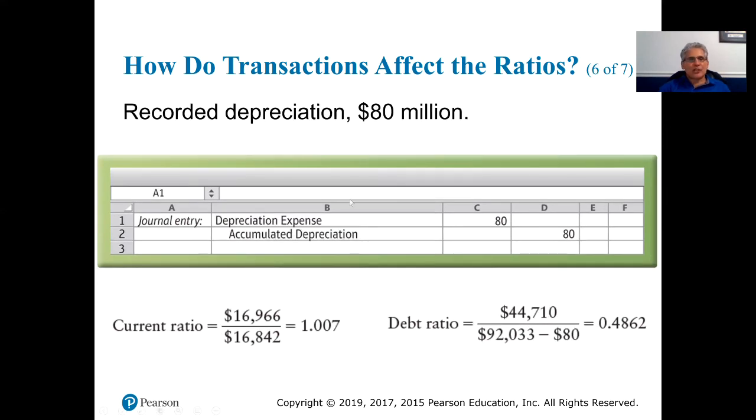Finally, recording depreciation, we're going to recognize an expense and lower our assets. Well, for the current ratio, there's no impact because depreciation expense is not a current asset at all, and our current ratio is looking at current assets versus current liabilities. That journal entry has no impact on our current ratio, so we can rest assured there's no impact there. However, on our debt ratio, we are actually reducing our total assets, and reducing our total assets will have a negative impact on our debt ratio.